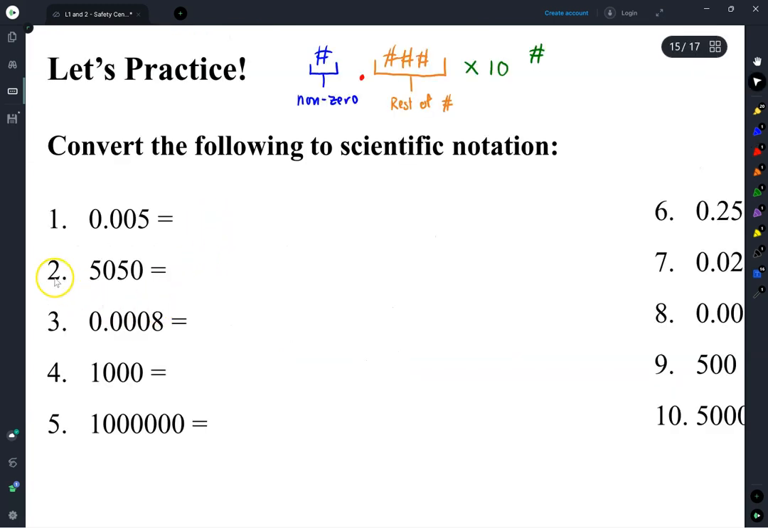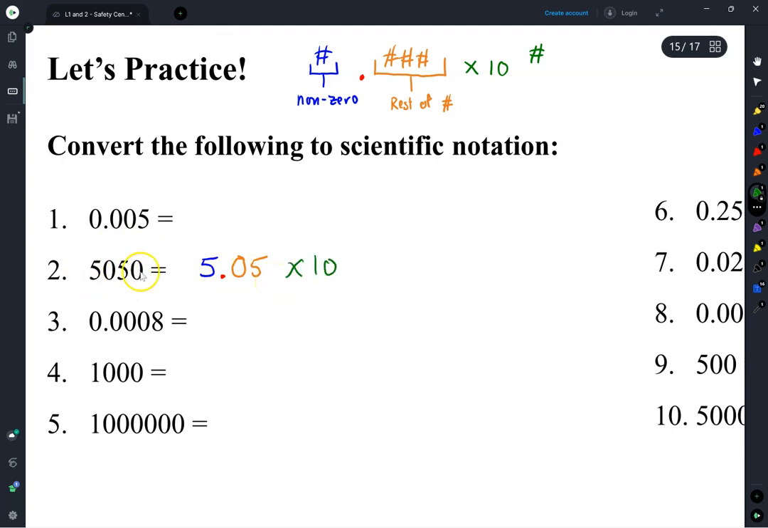So in example number 2, I'm going to search for the first non-zero number, so the first number that's not a 0, and the first number I encounter is the 5. So there's the number 5, and then I'm going to follow that with a decimal point, and then write out the rest of the number. In this case, it's the 0, 5. Now there's no need to put in this 0 over here because we're trying to get rid of zeros. So let's now tell the reader how many spaces they need to jump, times 10 to the power of.